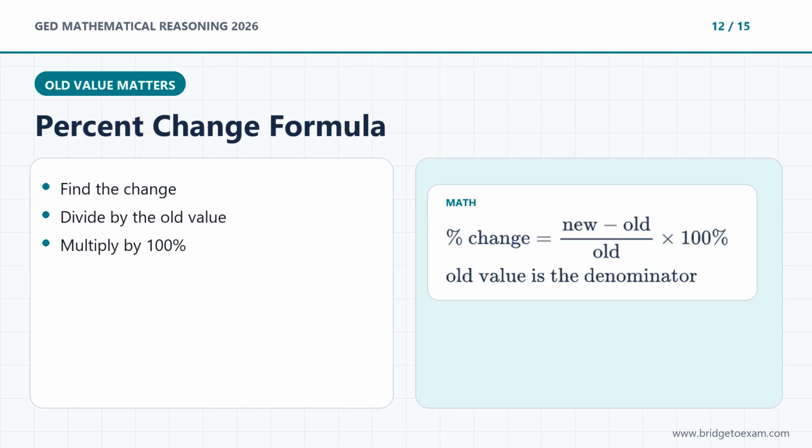Percent change measures how much a value grew or shrank compared with the original value. The formula is new minus old divided by old times 100%. The old value is always the denominator.